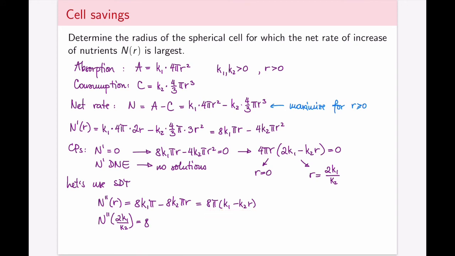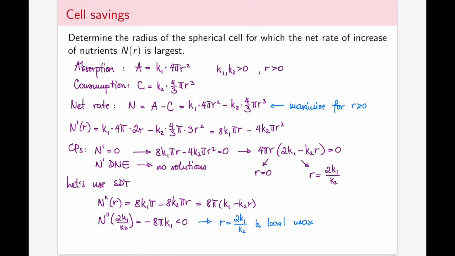If this was a little too quick for you, please be sure to actually go through these calculations by hand yourself. But here's what we're going to end up with in terms of the second derivative computed at this critical point. Now remember that k1 is positive. Pi is, of course, also positive, and so is 8, which means that this entire expression is going to be negative. And that is what is important for the actual second derivative test. If the second derivative at the critical point is negative, it means that my critical point, so r equals 2k1 over k2, is actually a local maximum.